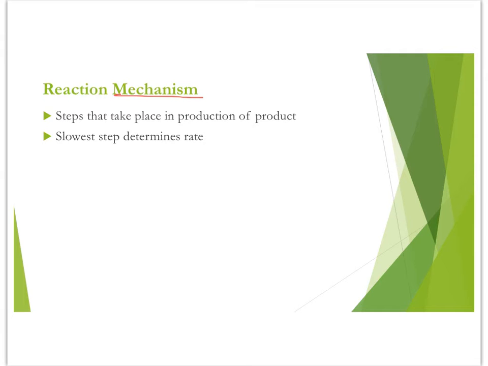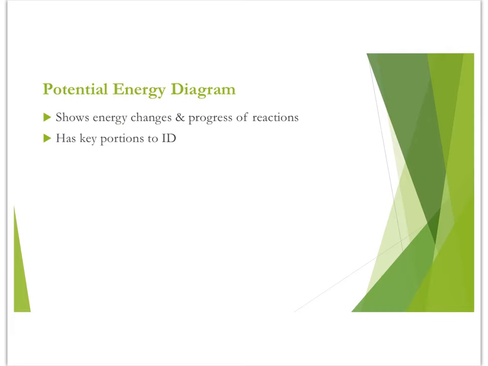If you've ever run a relay race, the slowest person on your relay team is really the one that's going to determine if you're going to win or not, because they limit the speed at which the whole team is able to travel. The same thing here. The slow step is going to limit the rate of the reaction. The way that we show this step-by-step process of a reaction is with a potential energy diagram.